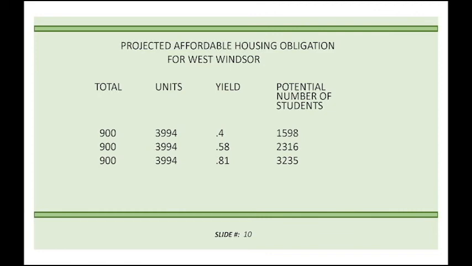So then how many kids is that? Well, your guess is as good as mine, but I'm asked to make some guesses. Right, so 3,994 units. If we assume 0.58, so I'll go right to the middle, what does that number represent in West Windsor? That represents the average apartment yield when you extract out age-restricted. So when you extract out age-restricted housing of our apartment yield, the average yield for an apartment is 0.58.